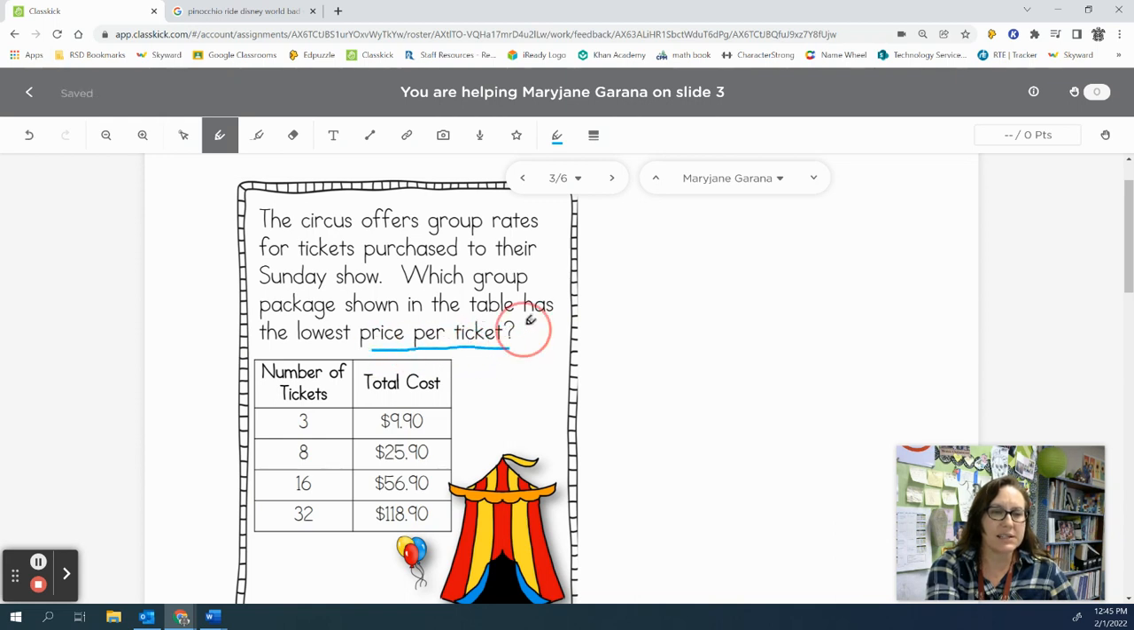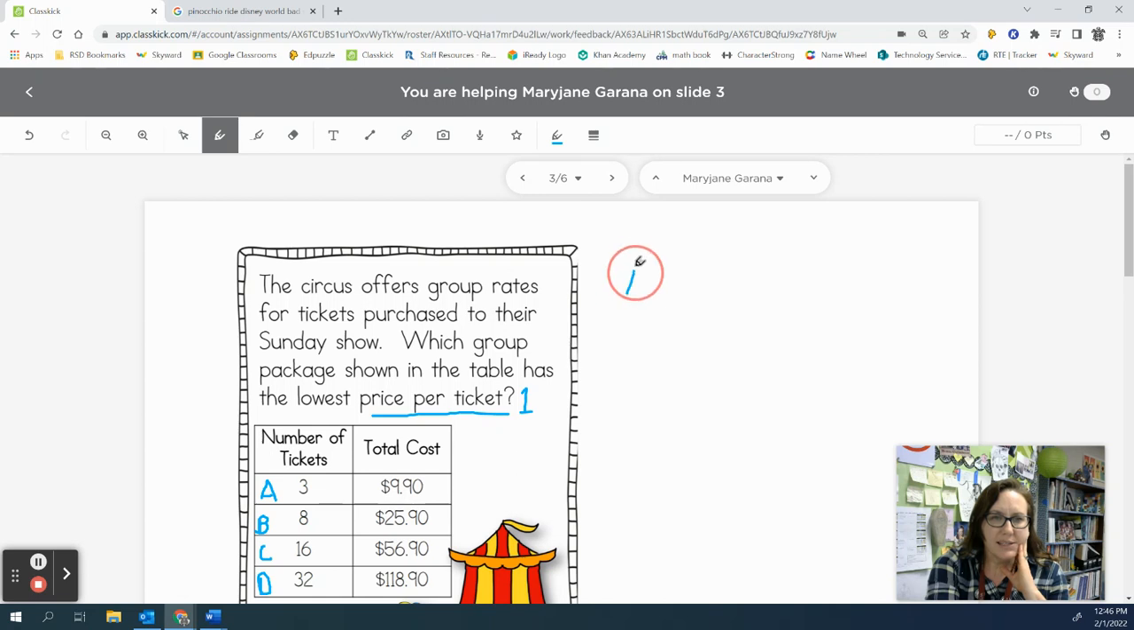So you're getting the ticket down to 1 ticket. So I'm going to go ahead and label these A, B, C, and D. This is package A, package B, package C, and package D. And I'm going to set up a table for package A. We've got the number of tickets on one side, and we have the cost on the other side.